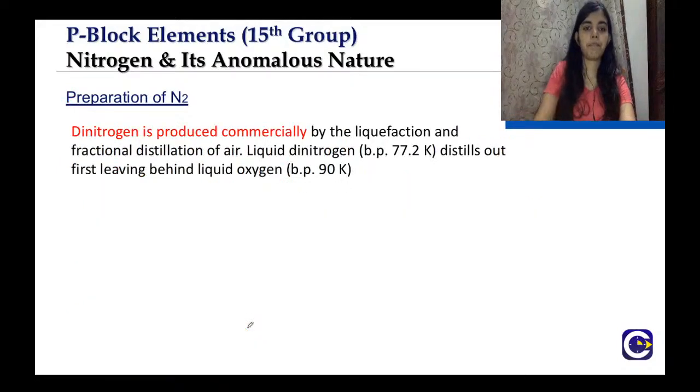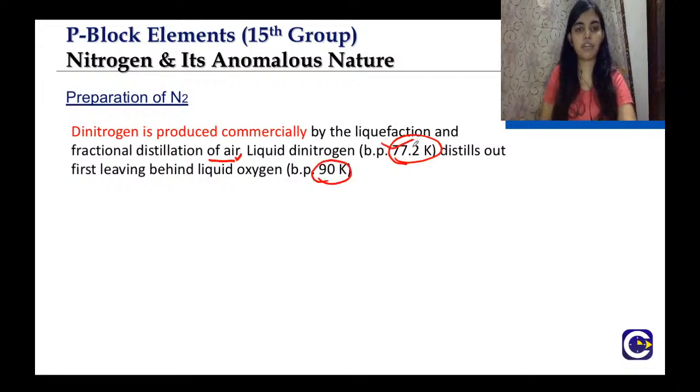Dinitrogen is produced commercially by the liquefaction and fractional distillation of air, right? So what is fractional distillation? You must have learnt it in your 11th class also. Liquid dinitrogen has a boiling point of 77.2 Kelvin, and it distills out first, leaving behind oxygen, which has a boiling point of 90 Kelvin. Because it has a lower boiling point, it distills out first, and therefore we can separate dinitrogen and oxygen from the air by fractional distillation of air.